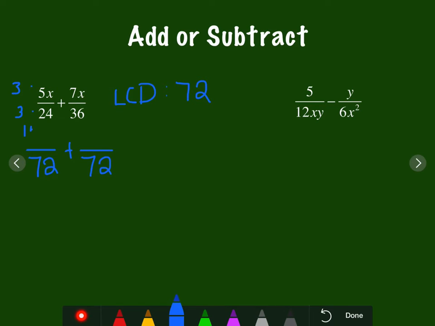Most of the time it's because it's not simplified. So whatever I multiply on the bottom of the fraction, I need to multiply on the top. For my second term here, I need to multiply the top and the bottom by 2. So now I have 15x over 72 plus 14x over 72. I now have like denominators, so I could add the numerators together and get 29x over 72. This doesn't simplify, so that's my answer.